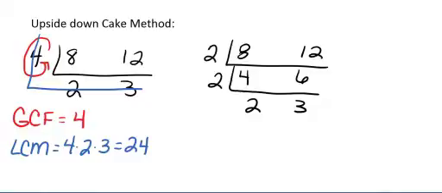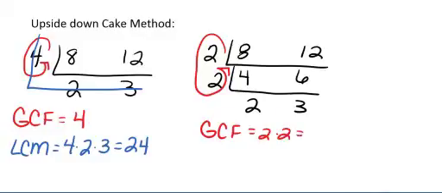Therefore, we stop. So I'm going to first find my greatest common factor by drawing a G around the left column. So my greatest common factor is 2 times 2, which is 4. So it's the same answer we got as last time.